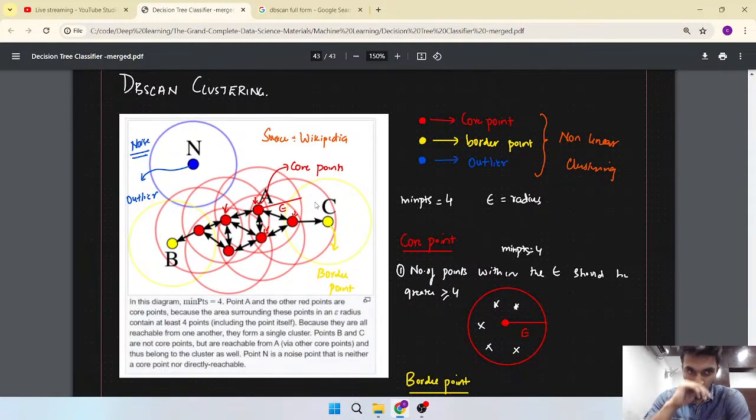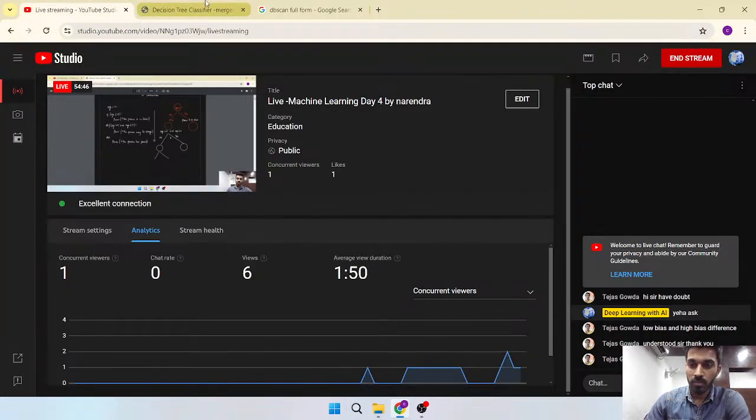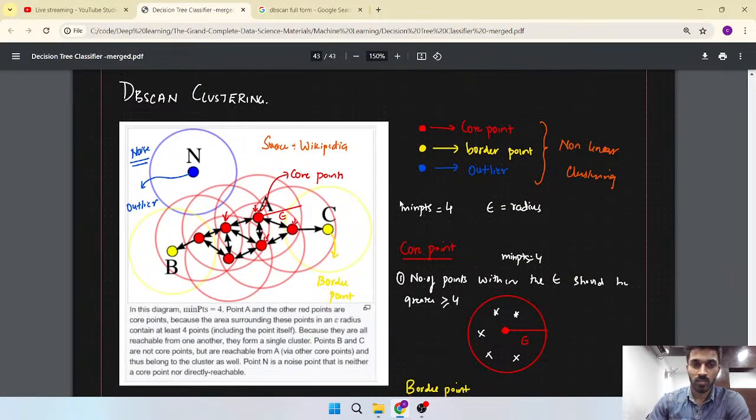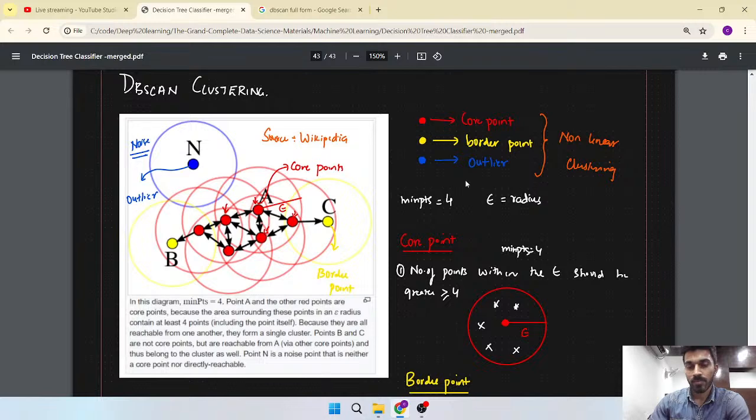To apply the DBSCAN algorithm, you have to remember some points: what are core points, what are border points, what are outliers, what is min points, and what is radius. Okay, so now let's start.